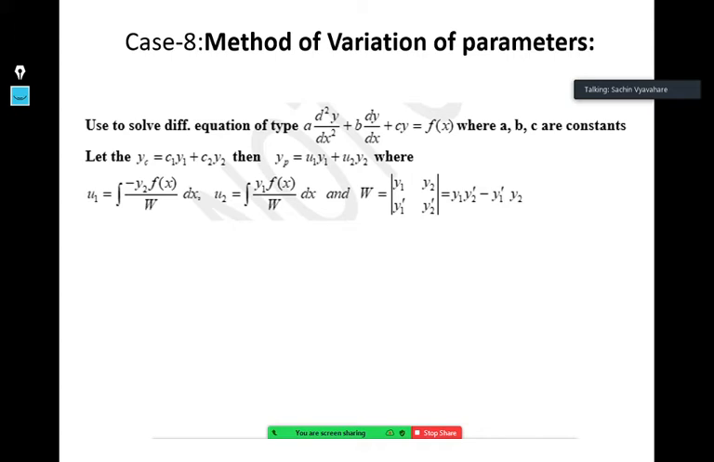You will already observe that the differential equation should be of the type a d2y by dx square plus b dy by dx plus cy is equal to f(x). It is not necessary that all of a, b, c are non-zero. b and c can be zero, obviously, but a cannot be zero. So in some cases b or c can be zero.